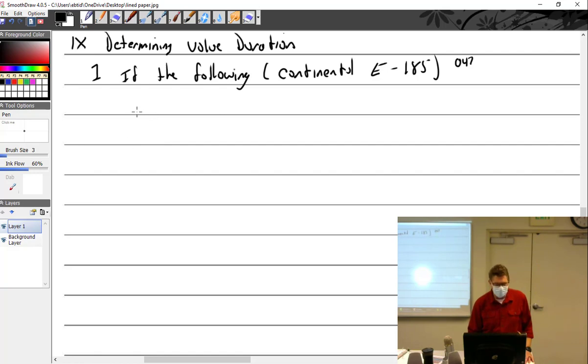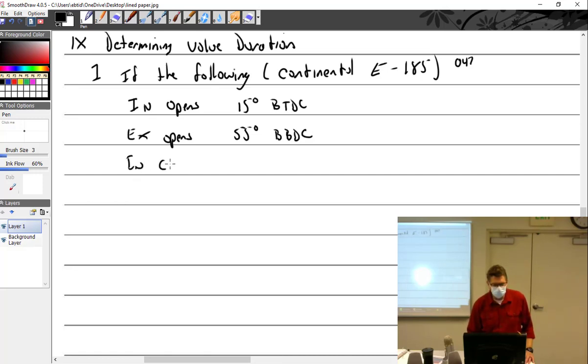All right, so the intake opens 15 degrees before top dead center. The exhaust opens 55 degrees before bottom dead center.